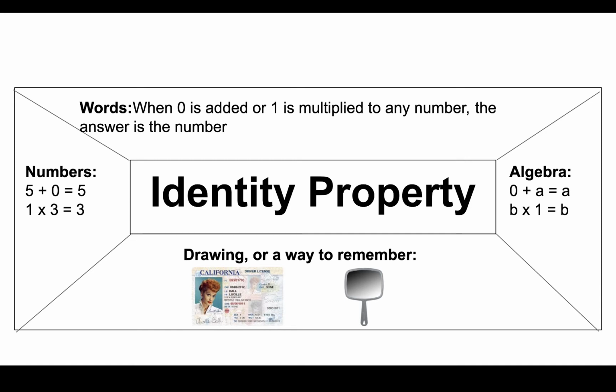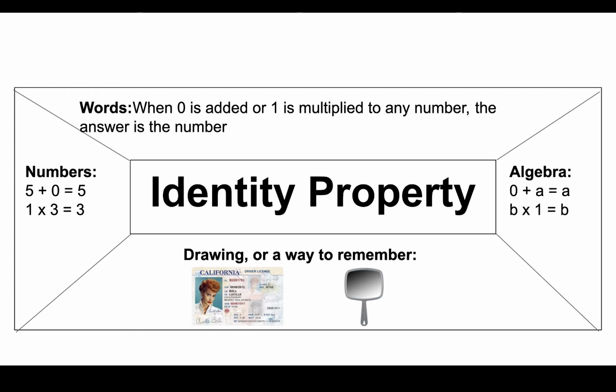Look at the example using algebra. You have to have 0 in the expression, but then putting a variable where you could really put any number. So 0 plus a is going to equal a. b times 1, you've got to have 1 in the expression if it's the identity property. Well, that's going to equal b, and you could drop any value in for b and it would be true.